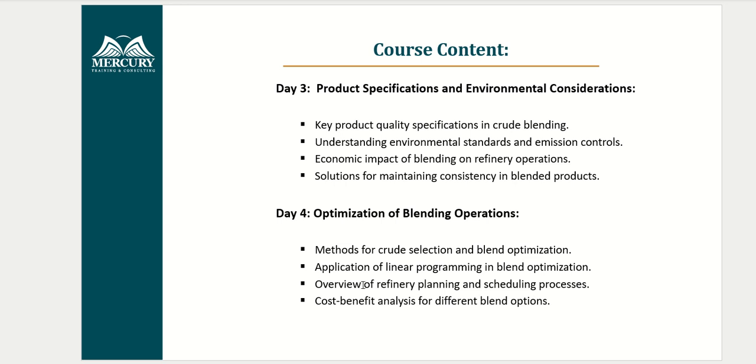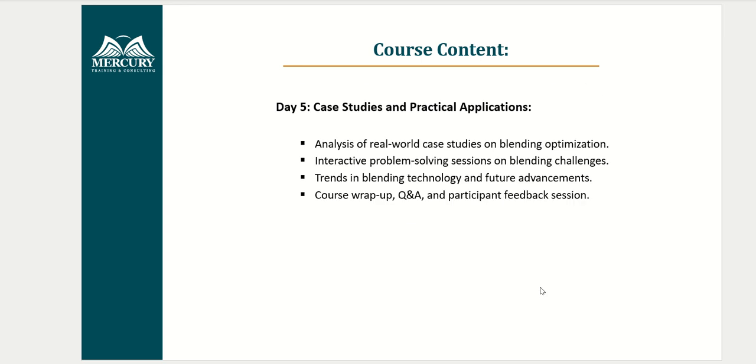Then an overview of refinery planning and scheduling process. This talks about at what time you should go for what kind of product. Suppose in summer, you will have to create lower RVP products, right? Because summer temperature is already high. In winter, the opposite happens. Then there's a cost benefit analysis for different blend options: what you have to blend depending on the month of the year and the region in which you are selling the product.